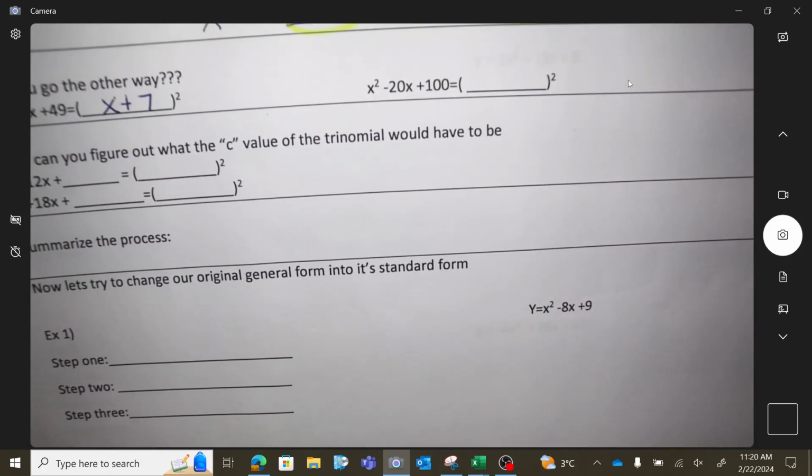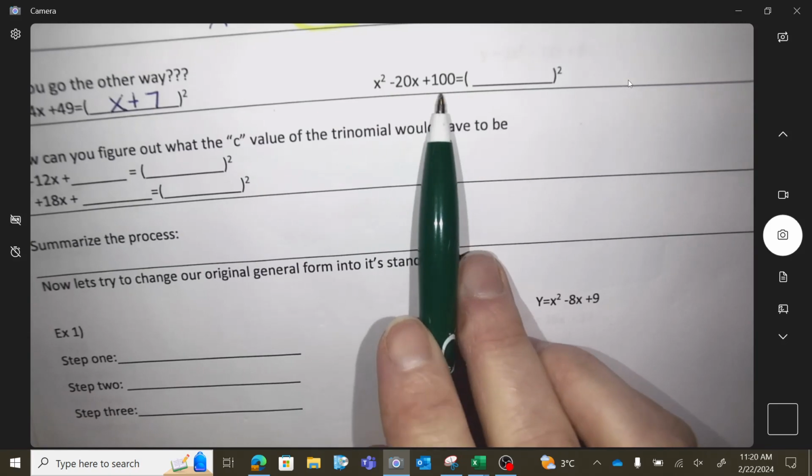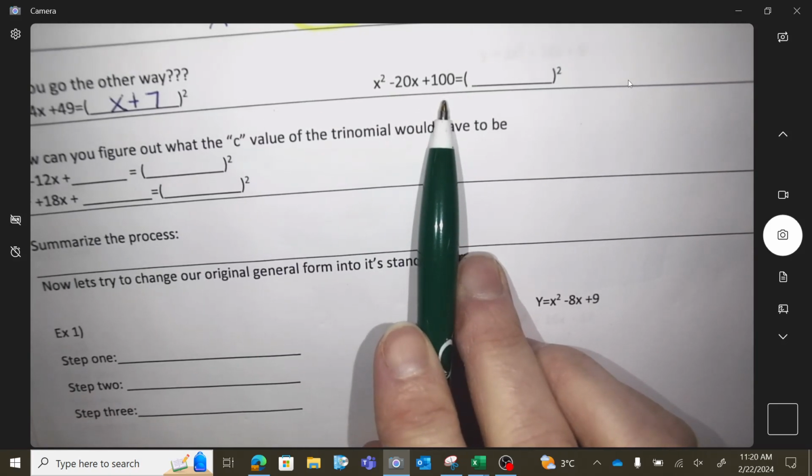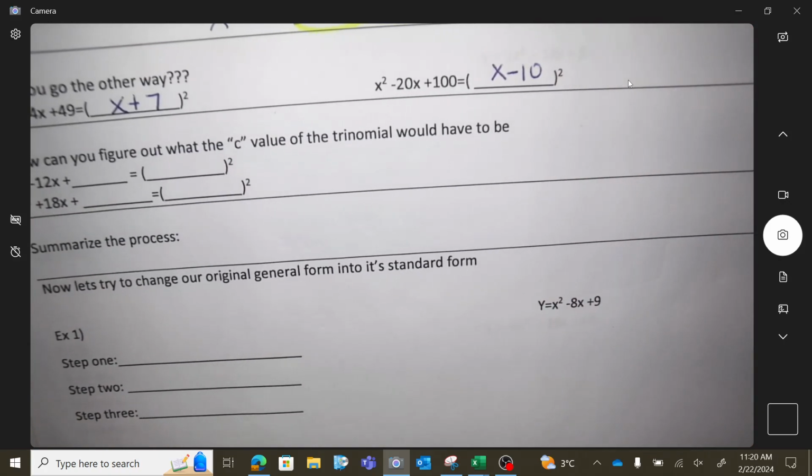Can you give me a binomial that does that there then? Has to make a -20 in the middle and 100 on the outside. Should go x minus 10.